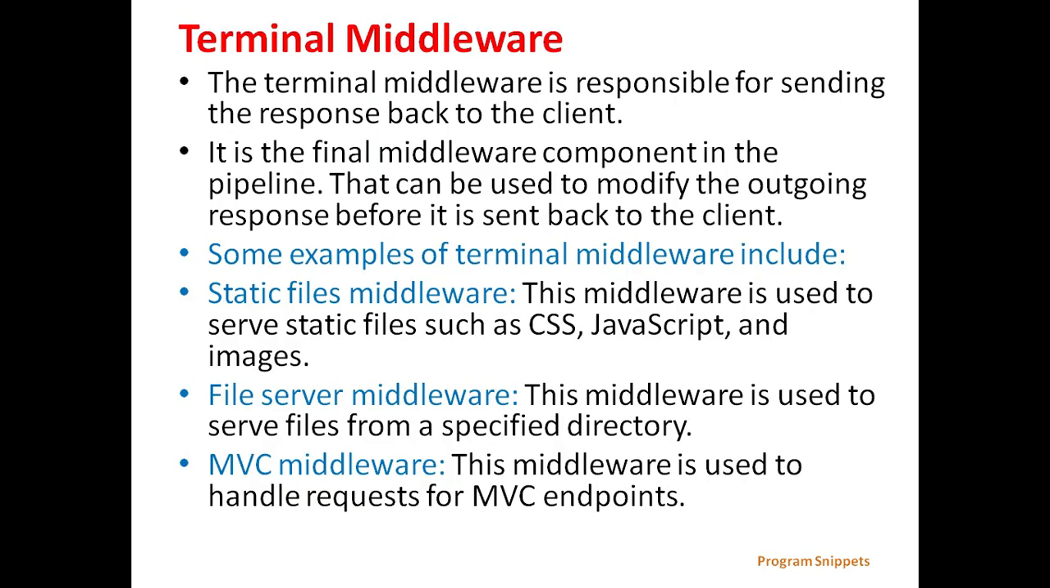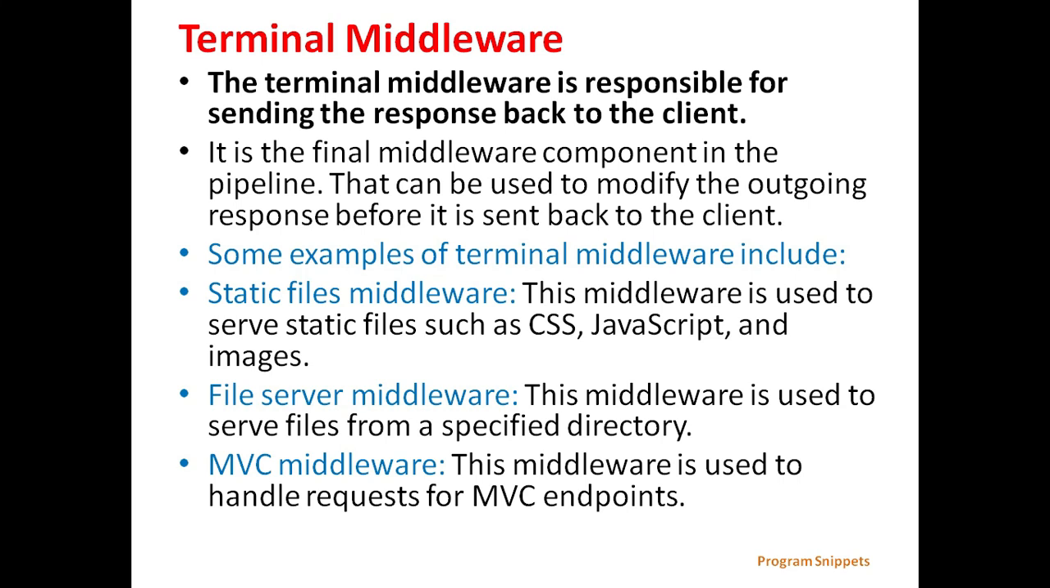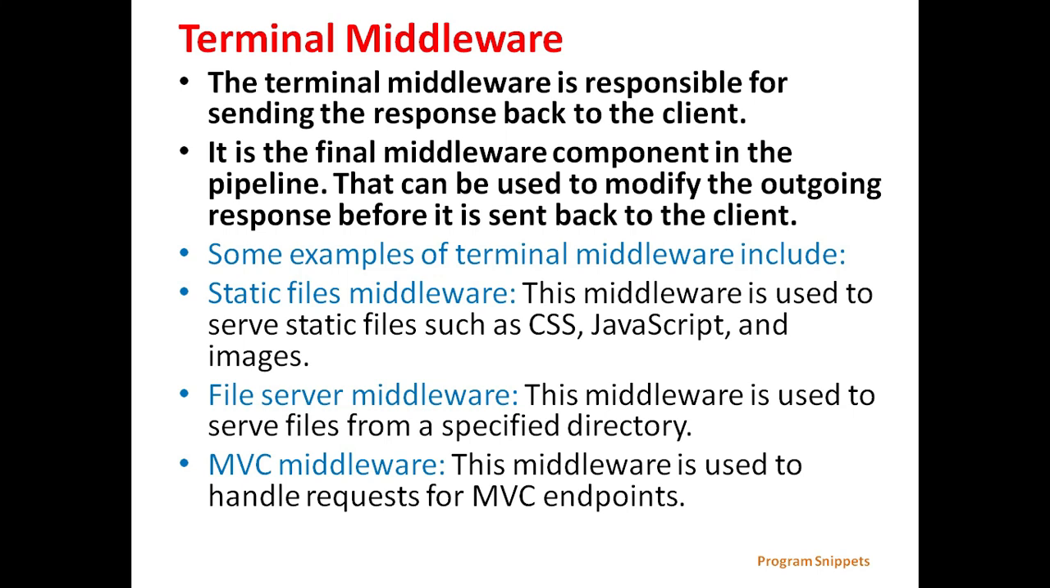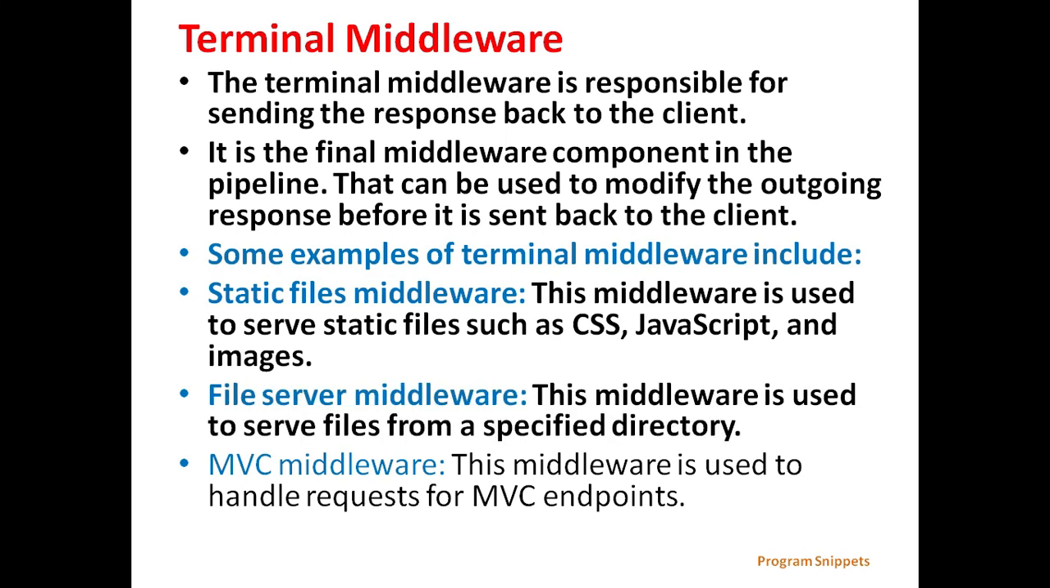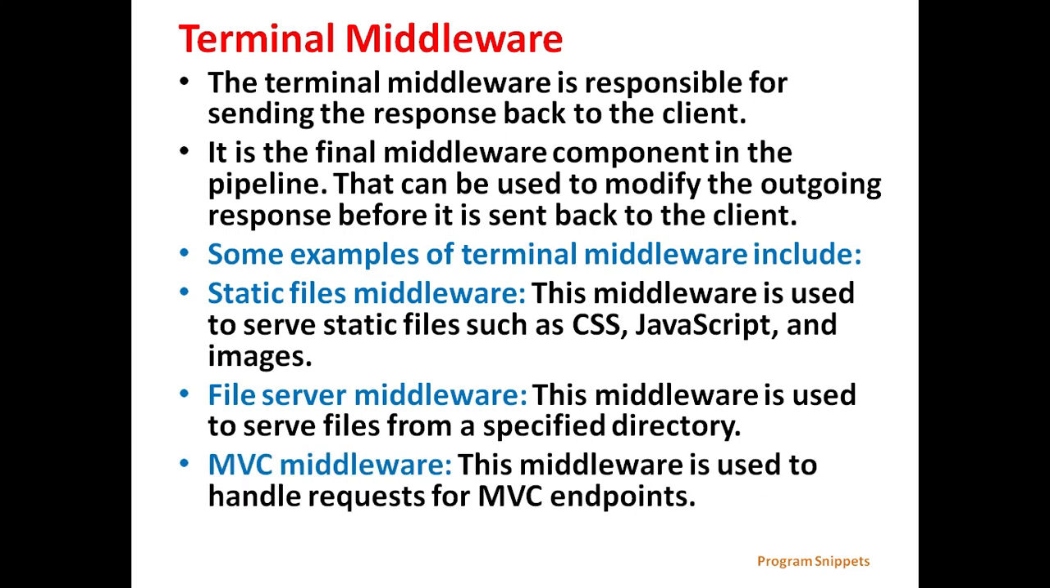First we see terminal middleware. The terminal middleware is responsible for sending the response back to the client. It is the final middleware component in the pipeline, which can be used to modify the outgoing response before it is sent back to the client. Some examples of terminal middleware include static file middleware, which is used to serve static files such as CSS, JavaScript and images. Then file server middleware. This is used to serve files for a specific directory. And MVC middleware, which is used to handle requests for MVC endpoints.